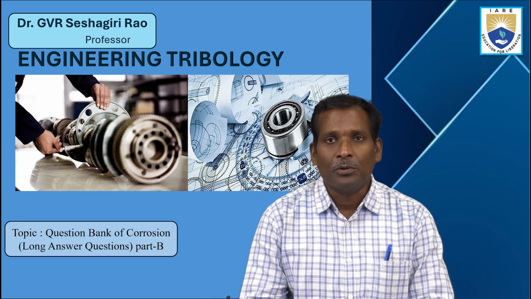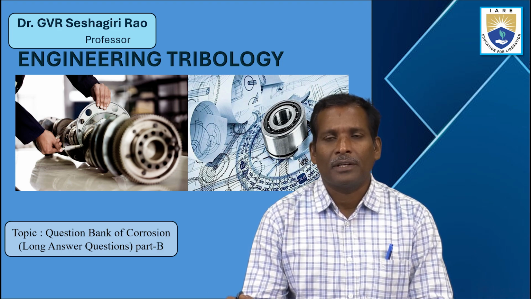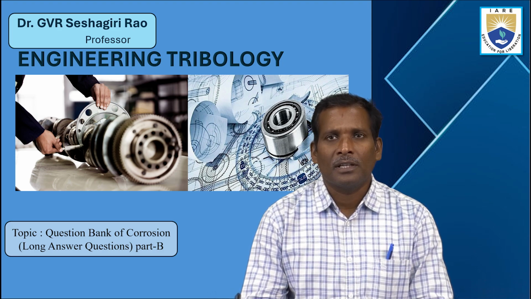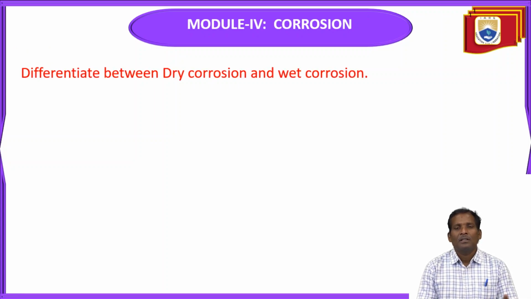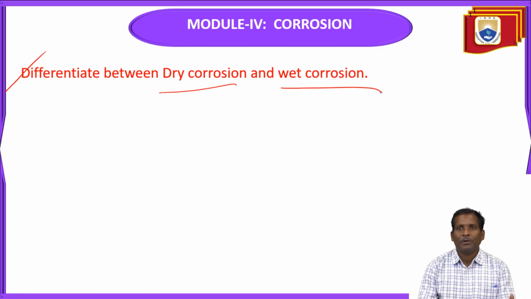From the examination point of view, sometimes they will ask long answer type, short answer type, and critical thinking type questions. So in this session, we will discuss the long answer type questions, the question bank of corrosion. Sometimes they will ask to differentiate between dry corrosion and wet corrosion. Already we have studied dry corrosion and wet corrosion and other types and prevention methods. But in this particular question, you have to give the difference between these two.